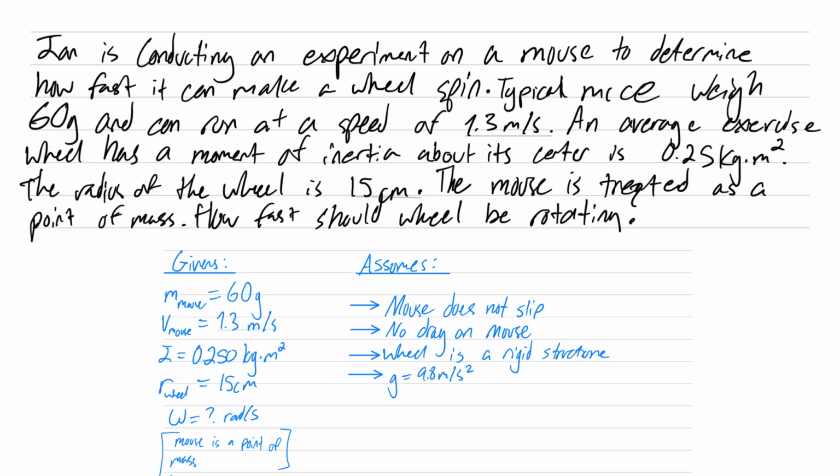So my givens are that the mouse is 60 grams, the velocity is 1.3 meters per second, and the inertia is 0.25 kilograms times meters squared. The radius of the wheel is 15 centimeters, and the angular velocity is unknown, in radians per second. My assumptions are that the mouse does not slip, there's no drag on the mouse, the wheel is a rigid structure, and gravity is 9.8 meters per second squared. And lastly, the mouse is a point mass, which means it's rotating around the center.